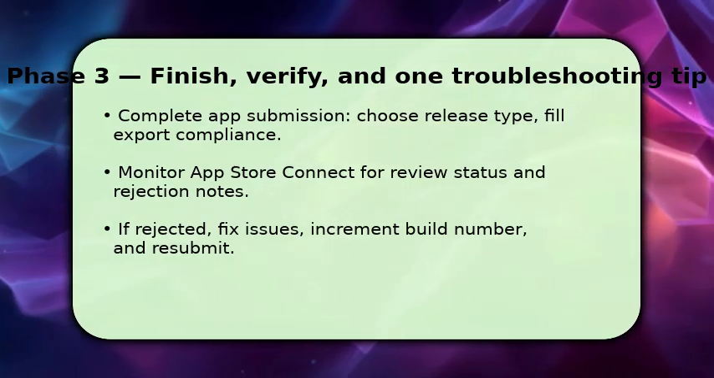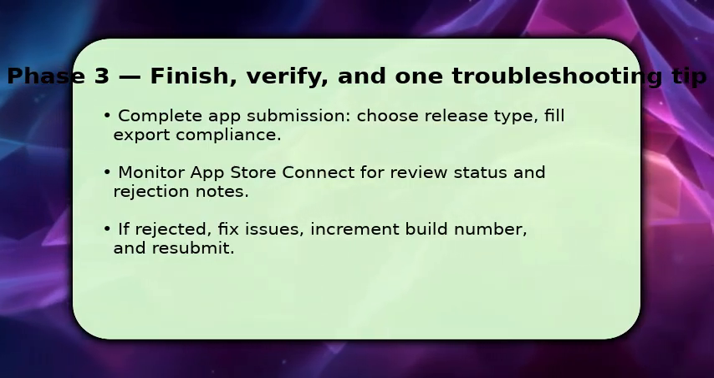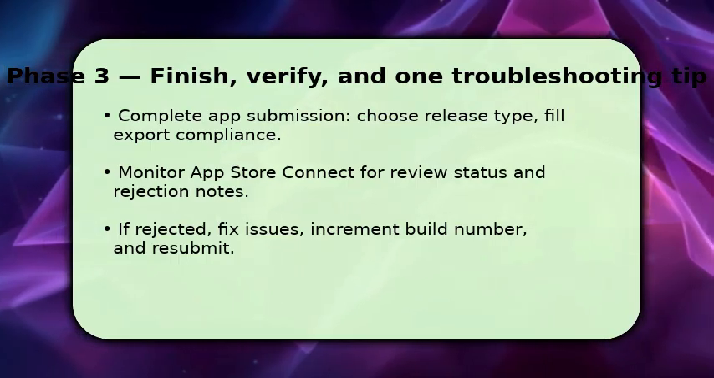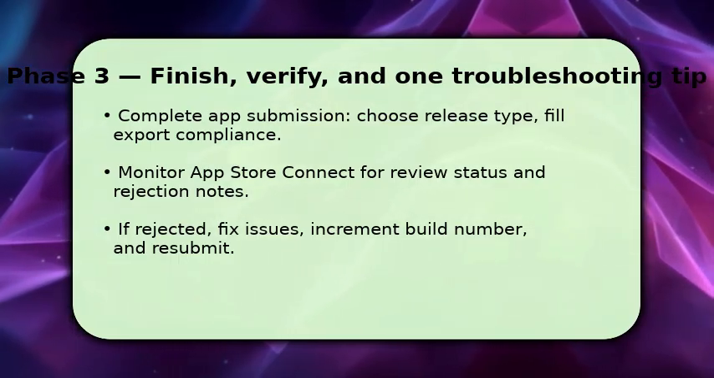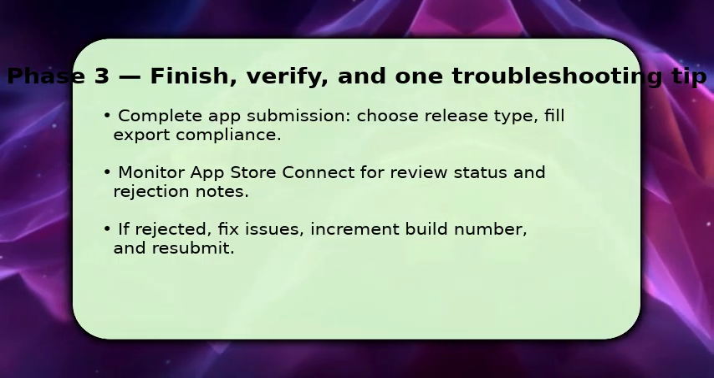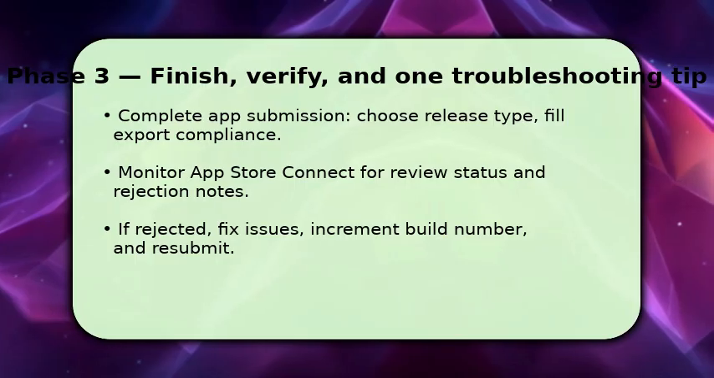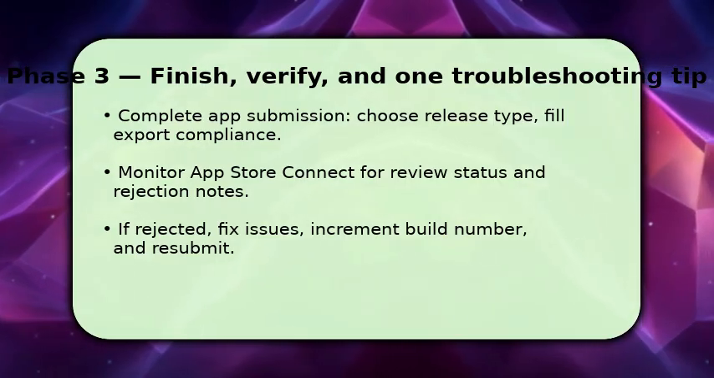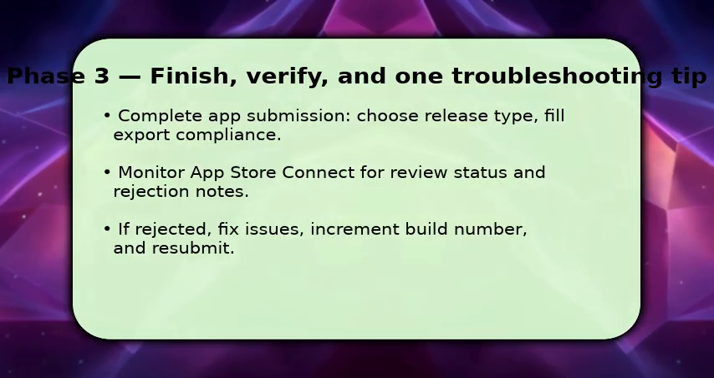Respond quickly when asked. If Apple rejects the build, read the rejection reason, fix the issue, increment the build number in Xcode, re-upload, and resubmit. This avoids caching problems. One key troubleshooting tip: use the Resolution Center to ask clarifying questions when rejection reasons are vague.